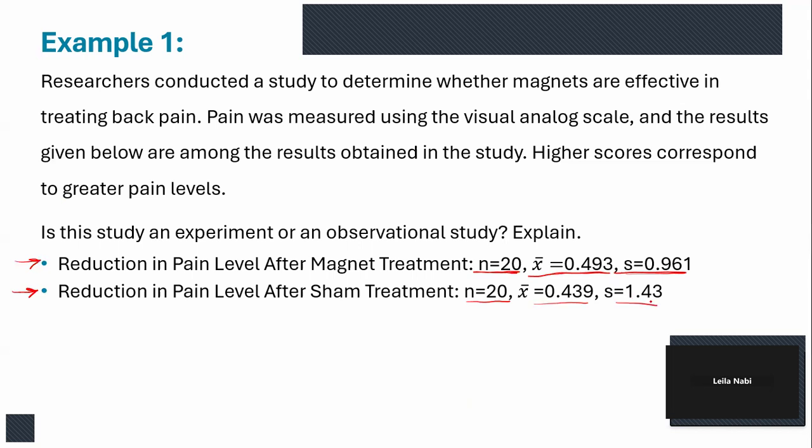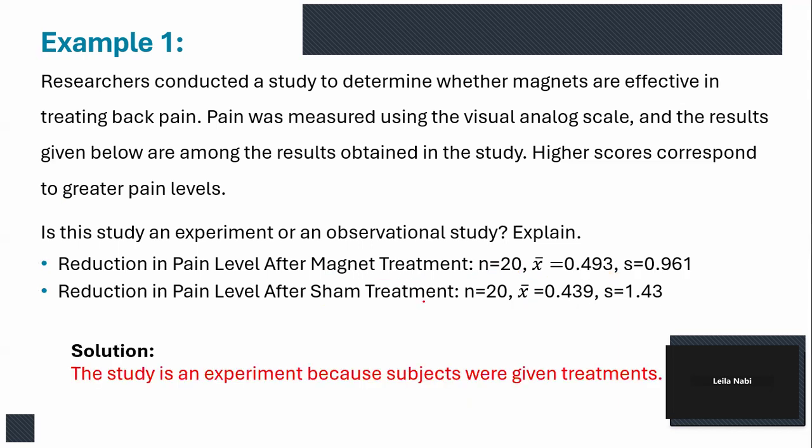Okay. Now it's asking, is this study an experiment or an observational study? Yes, this study is an experiment. Why? Because it's using a treatment. When they have a magnet treatment or the sham treatment, and they want to see if they are effective on treating the back pain, and they are using the treatment, I mean, that's an experiment. That's an experimental study.